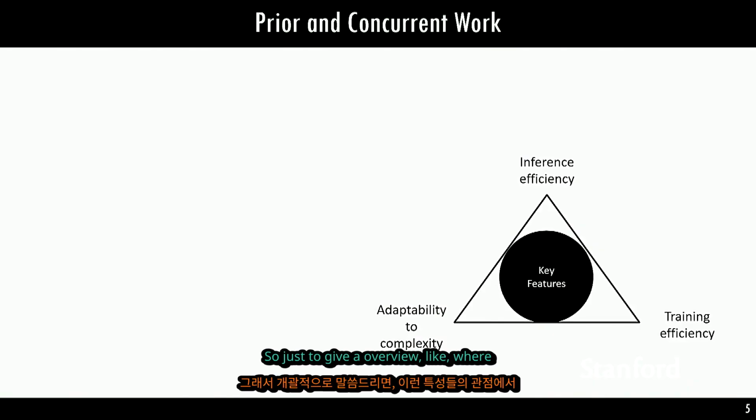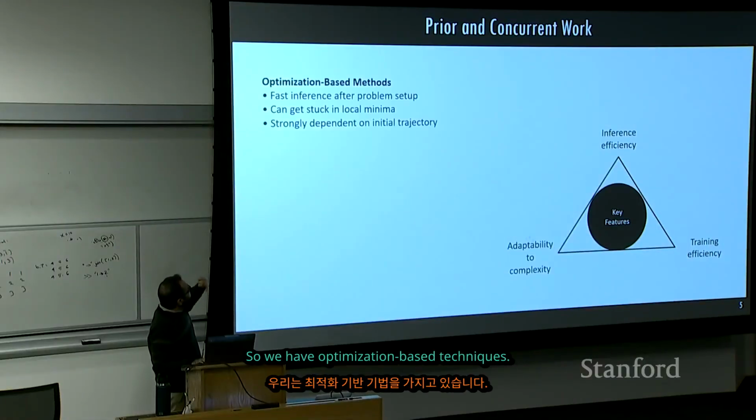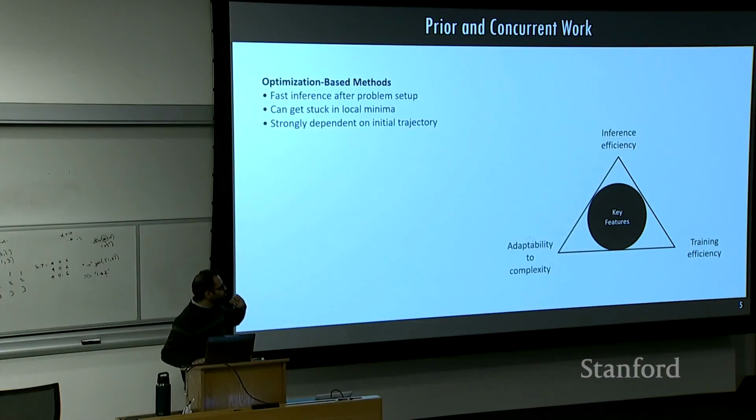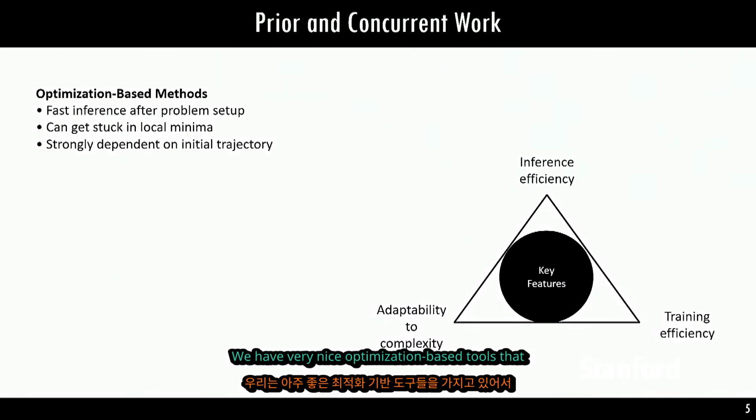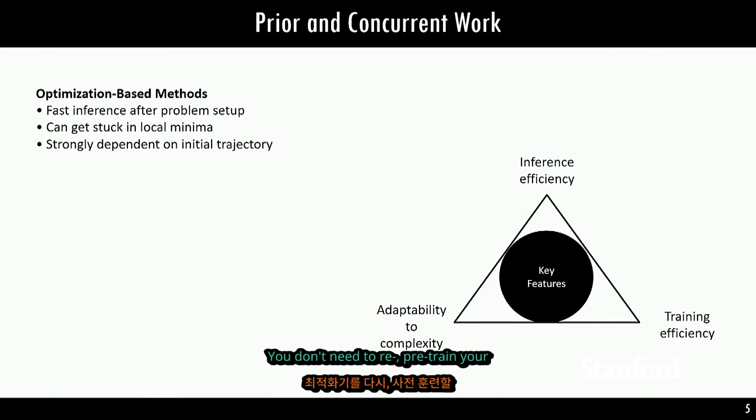So just to give an overview of where we stand in terms of these features. We have optimization-based techniques, and these techniques have high inference efficiency. We have very nice optimization-based tools that can find a trajectory very efficiently. They have very high training efficiency. You don't need to pre-train your optimizer, but they do not adapt to very complex scenarios. They are prone to local minima, and they can often get stuck there.